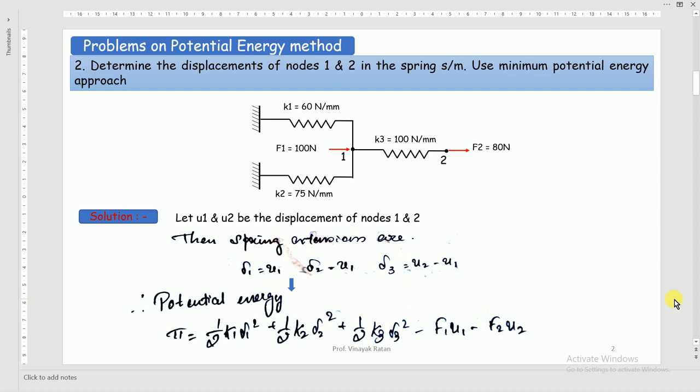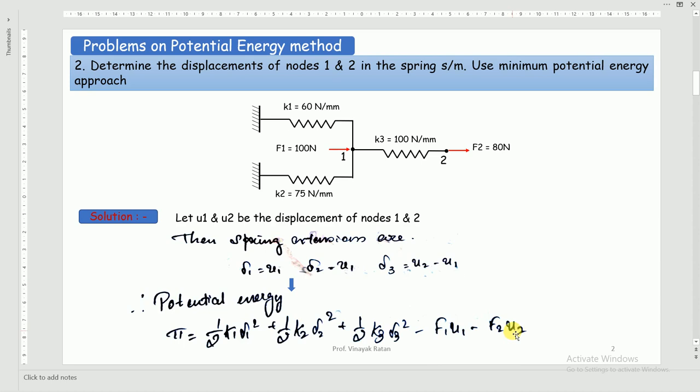Two set of equations, because there are only two nodes. You have to differentiate with respect to U1 and differentiate with respect to U2, equate it to zero, simplify it, and you'll get two set of equations. First, you find the general equation, then you substitute the given values and find out what the displacements U1 and U2 are. Can you do it? I'll just give you 2 minutes.